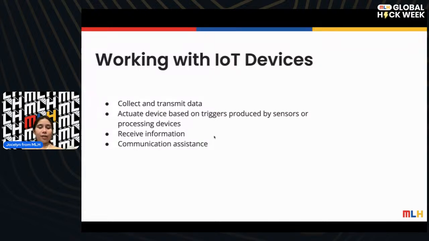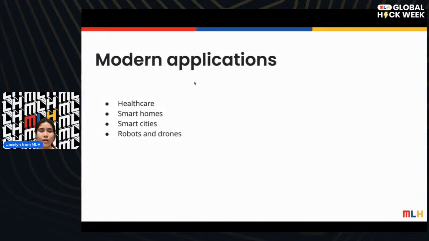After that, you also need to be open to receiving information from other devices, perhaps if you have a larger system, because you need to receive info from different sources. It also works for communication assistance, which is basically the same. So the important things are: you need to collect and transmit data, and you need to act based on triggers produced by sensors or processing devices. Those are the most important things to have.